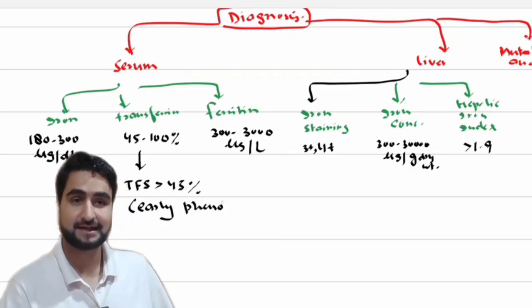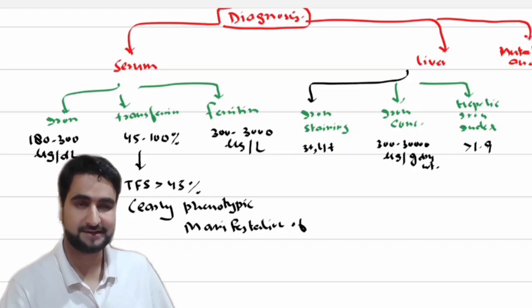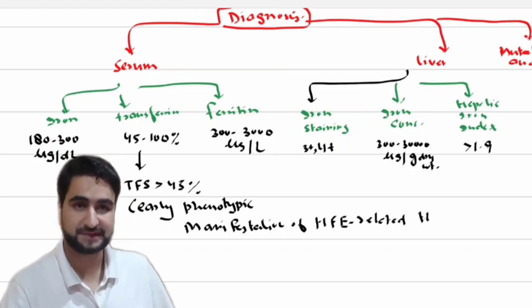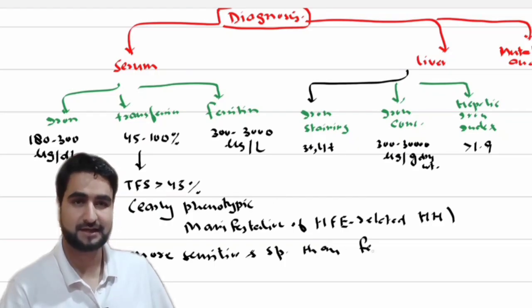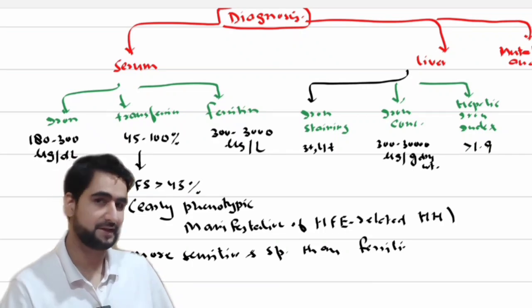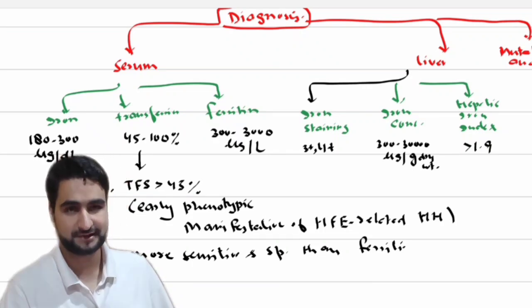And this is the earliest phenotypic manifestation in HFE-related hereditary hemochromatosis, and is more sensitive and specific compared to serum ferritin levels. The mutation analysis I have already mentioned. There are two types of mutations, HFE-related and non-HFE-related, which we have already discussed.